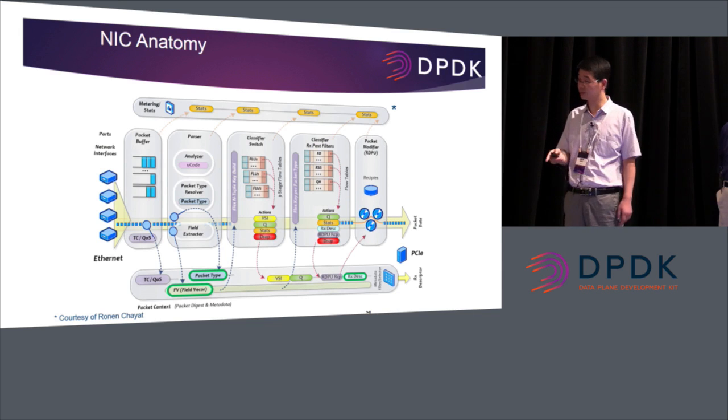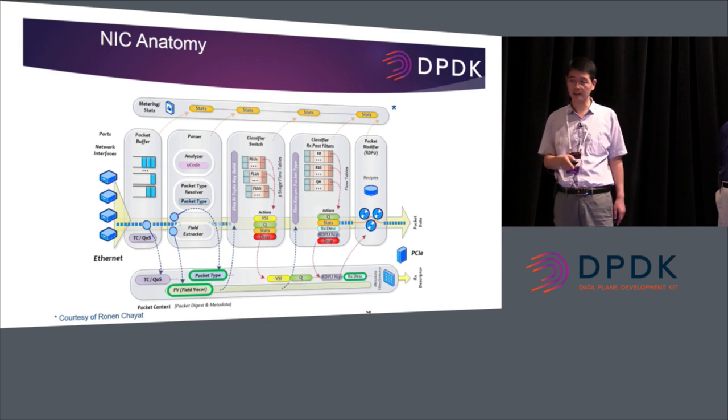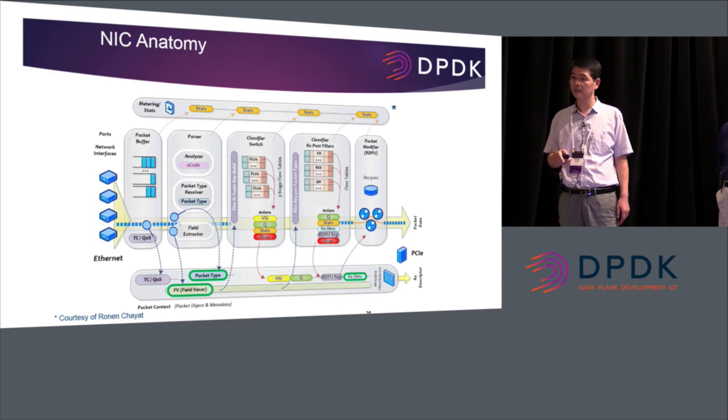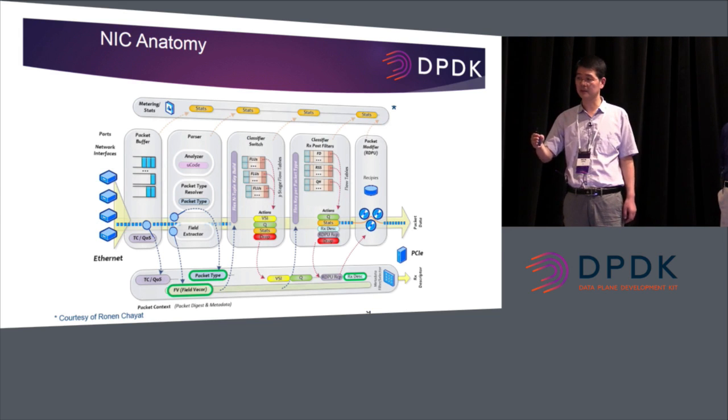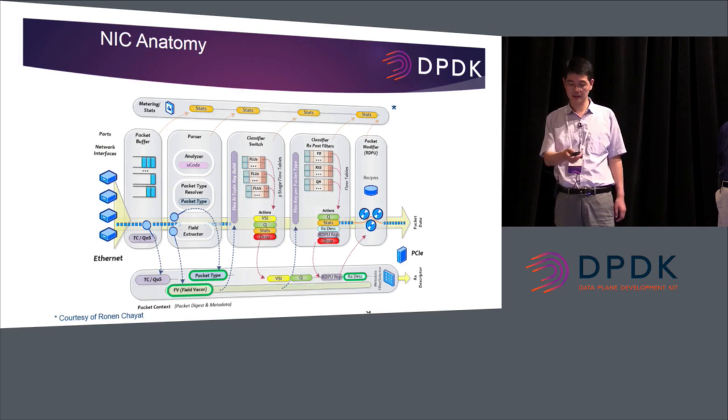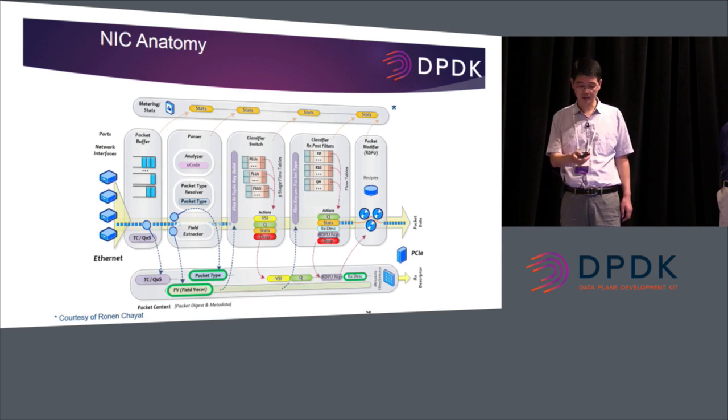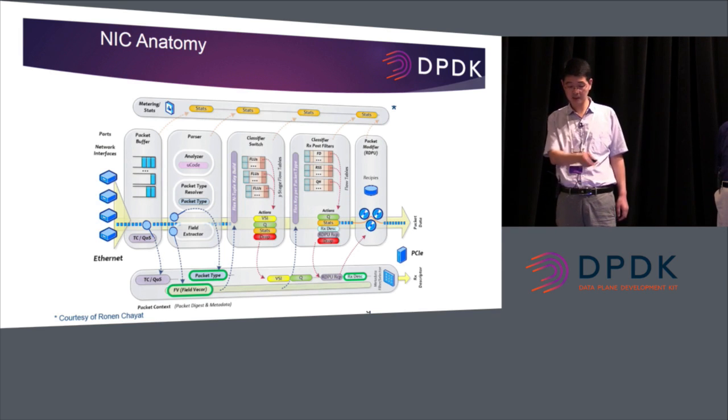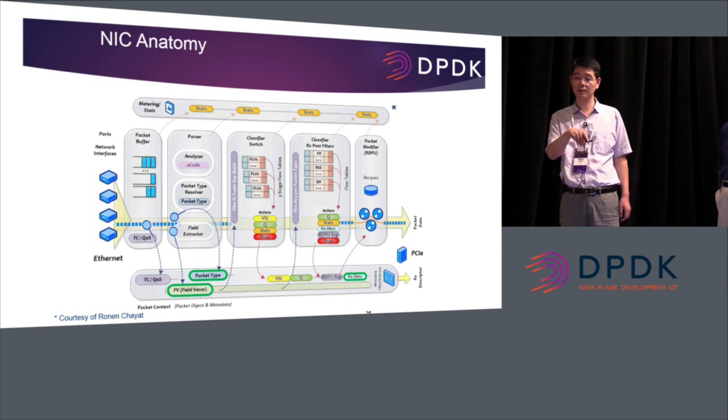The last step is to do some packet modification, maybe just to remove the CRC bytes, which we have already offloaded to the RX descriptor. That's the packet modifier. I think the logic is inside the silicon. Maybe we don't need to care too much.